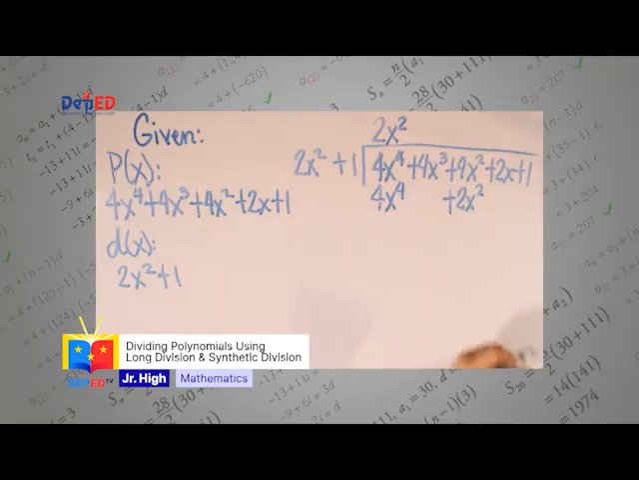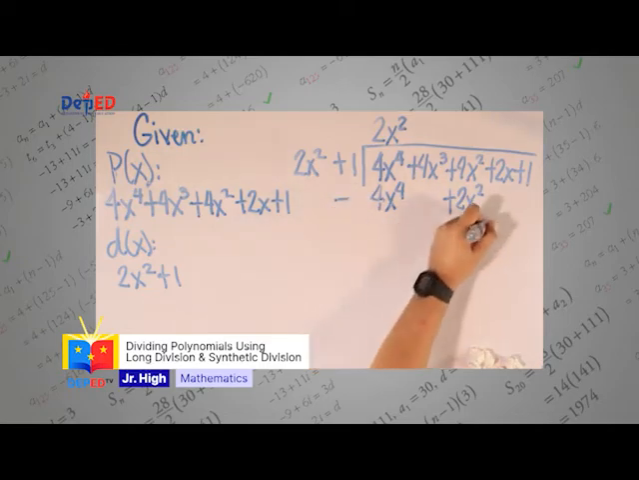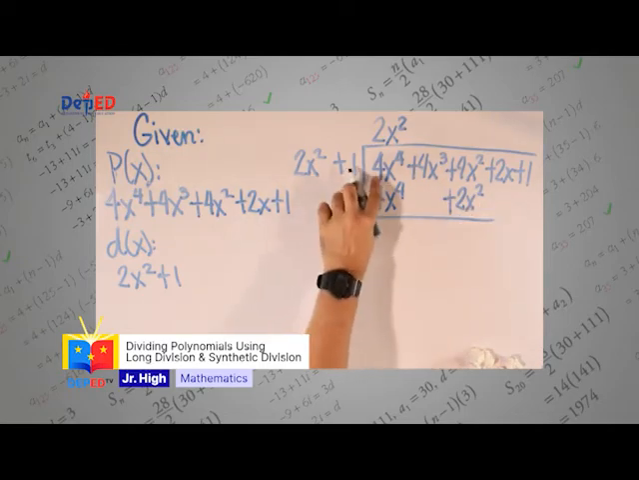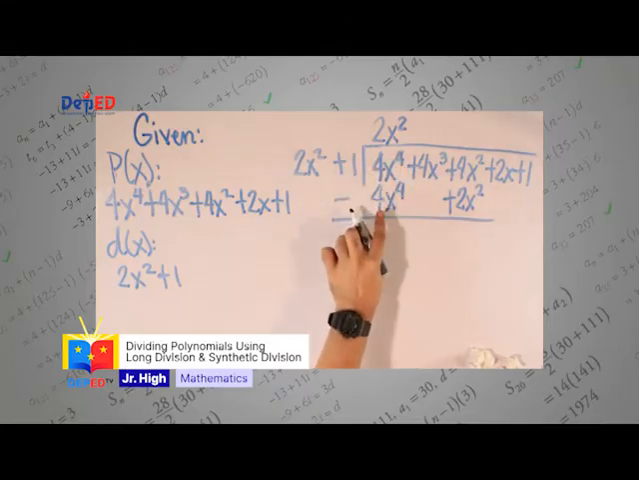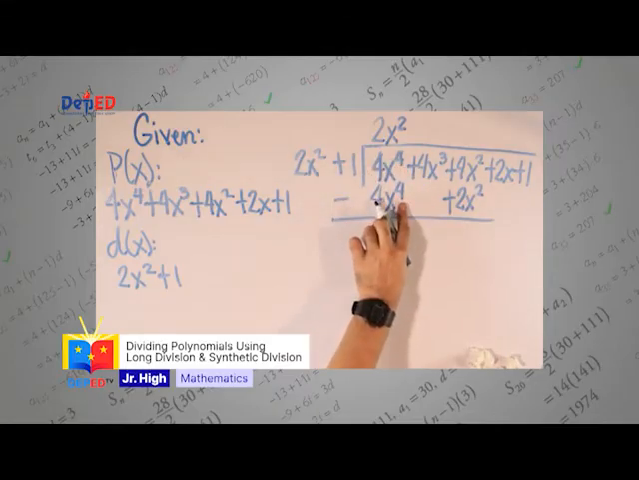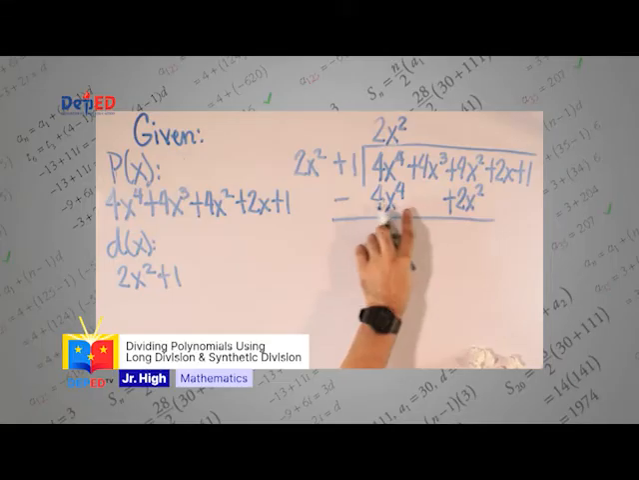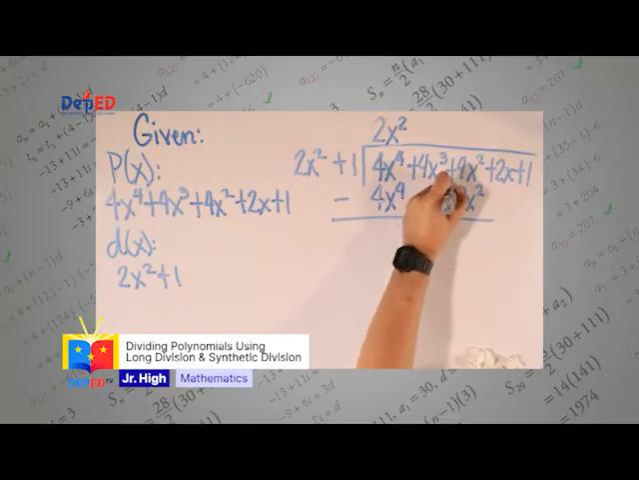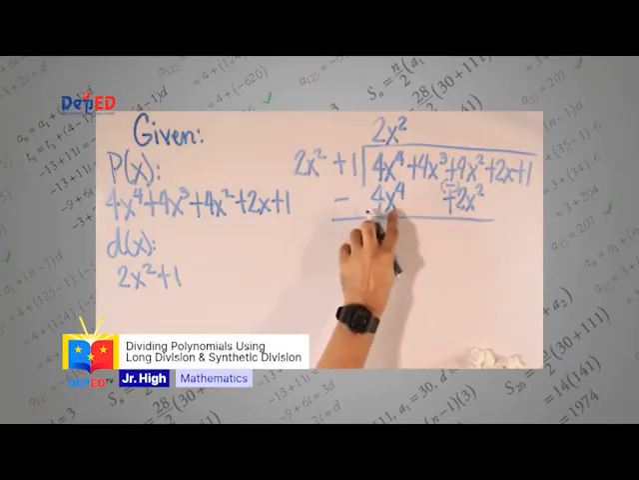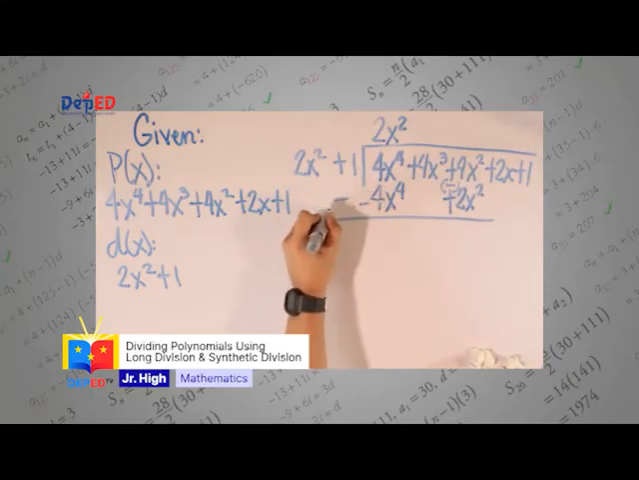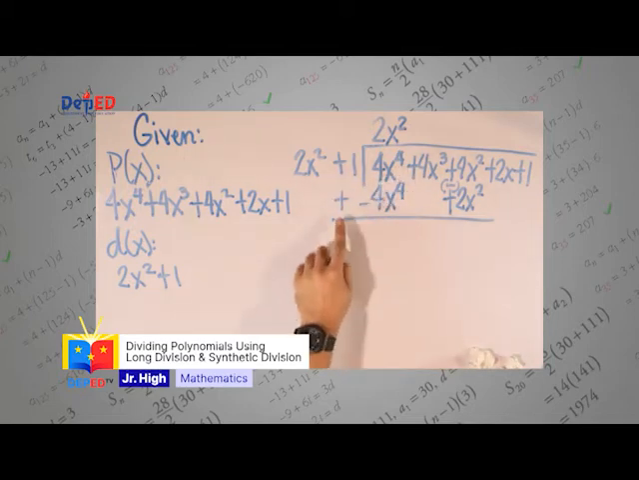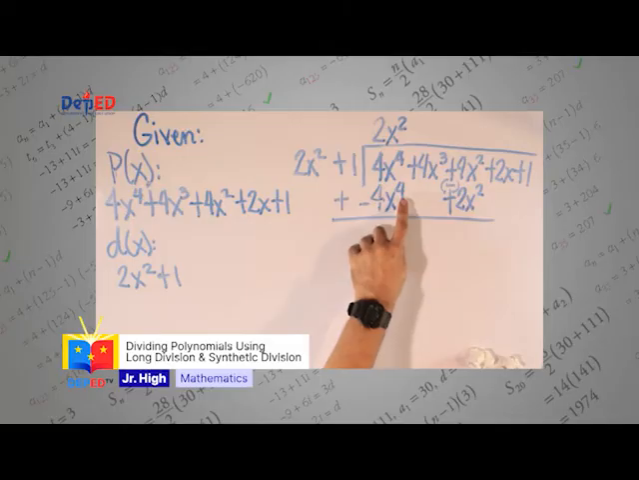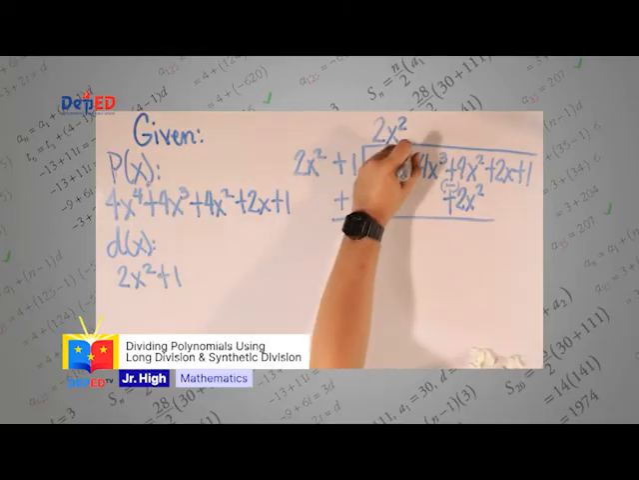Align same terms. Next, we will subtract 4x raised to 4 from 4x raised to 4, but before that, remember to change the terms of your subtrahend to its opposite, so your positive 2x squared will become negative, and your 4x raised to 4 will also be negative, and proceed to addition rules. 4x raised to 4 plus negative 4x raised to 4 is 0, so we can cancel these terms.